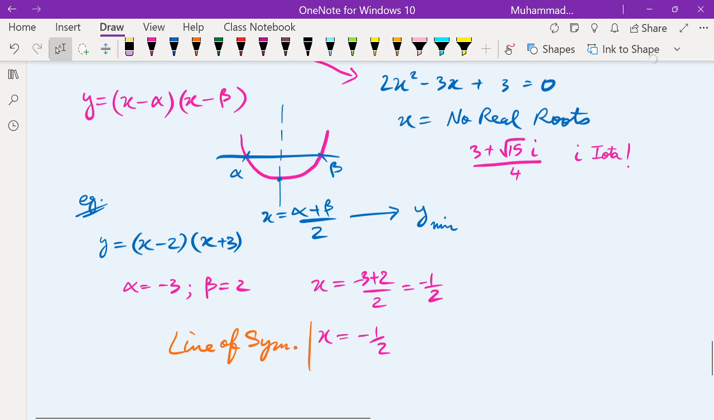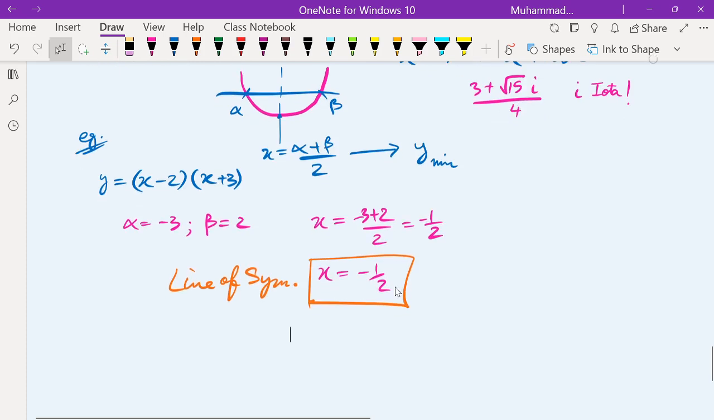Okay, this one. And it's also the x coordinate of the vertex, both the things at the same time. Now if you want to find out the y minimum, because it's a cup up curve, you go and put this back into the curve.